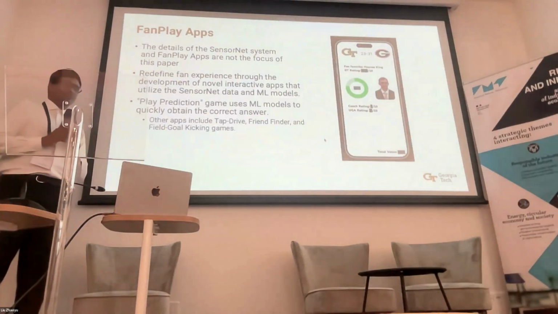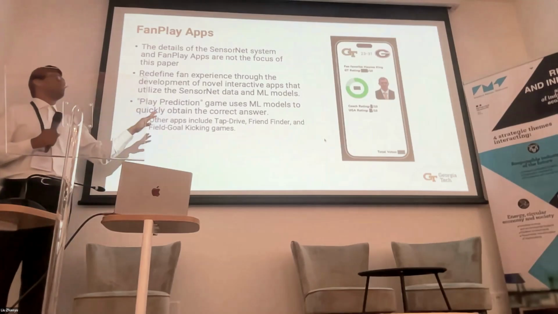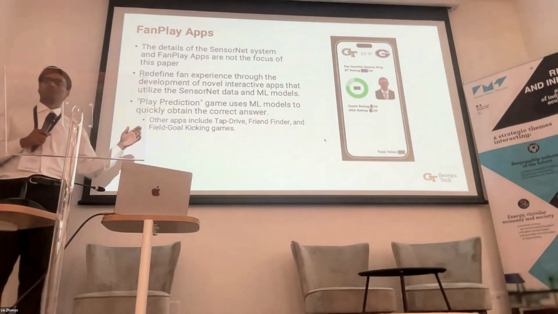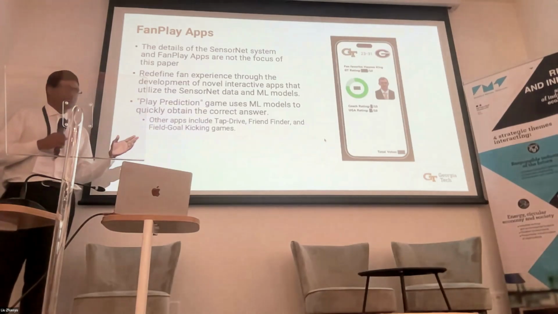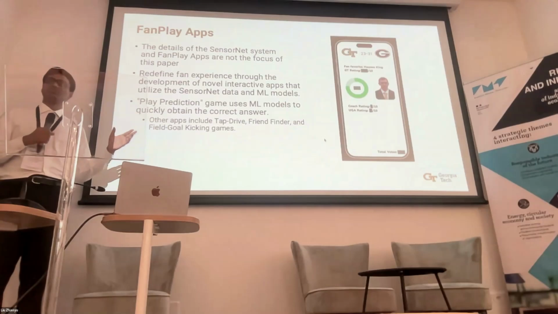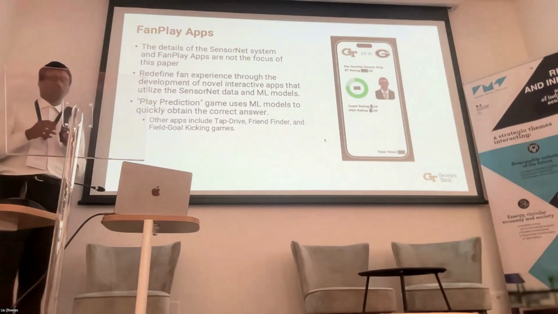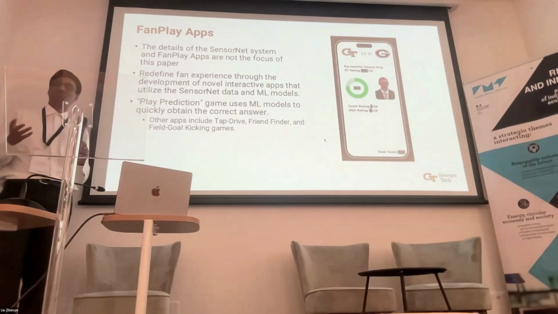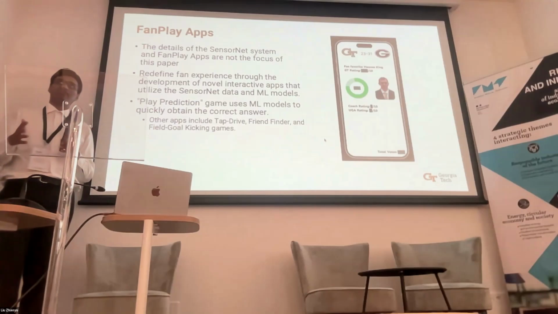Fan play apps are another thing which our team is working on to use the SensorNet data. This is just one example of how the results from our ML model can be used in real life. This app essentially provides users with quiz questions by taking the SensorNet data and converting it into questions based on what was going on in the game at that point. The point of this is to keep the users engaged throughout the entire duration of the game, even if nothing special is going on at that particular moment.